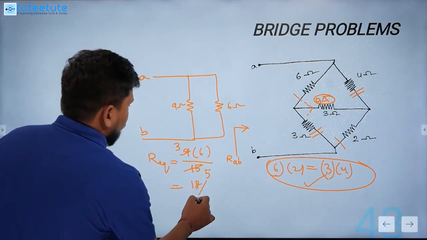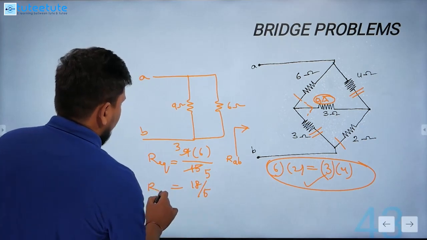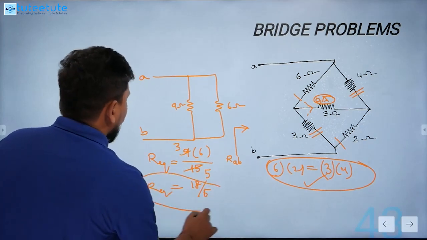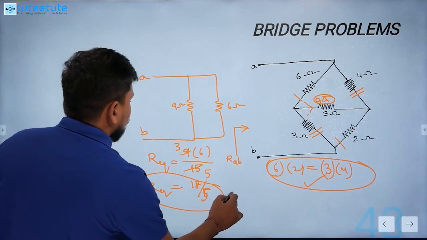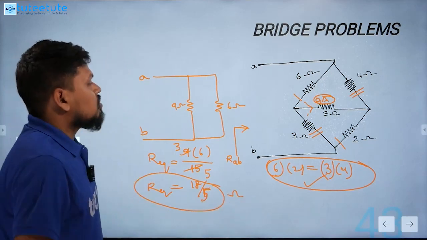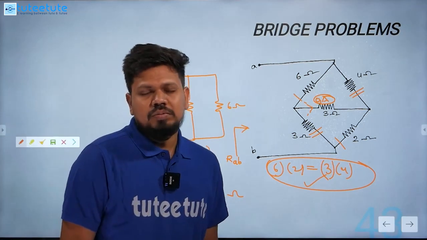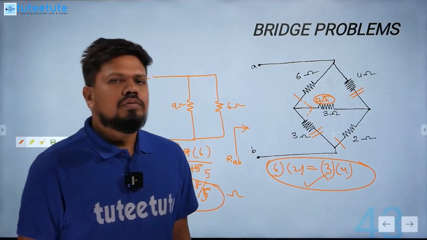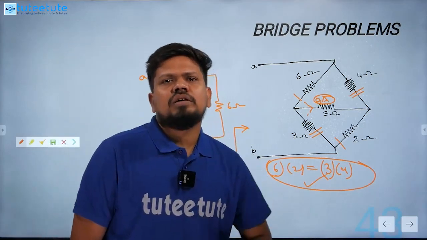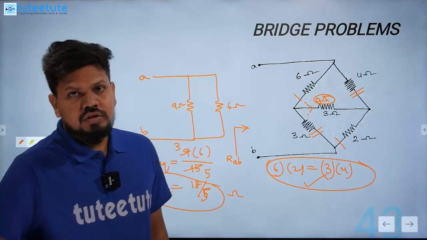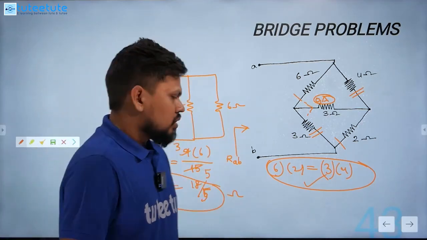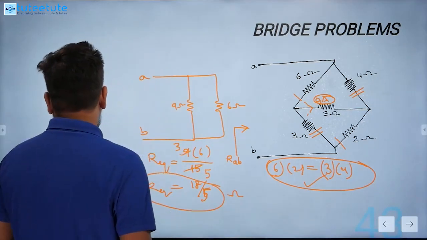So 18 divided by 5. R equivalent equals 18 divided by 5 ohms. Okay, that's how we have to solve this type of problem. So remember every time: bridge or not, balanced or unbalanced. Later on, you have to follow the same procedure for every question. So let's solve one more question on this.